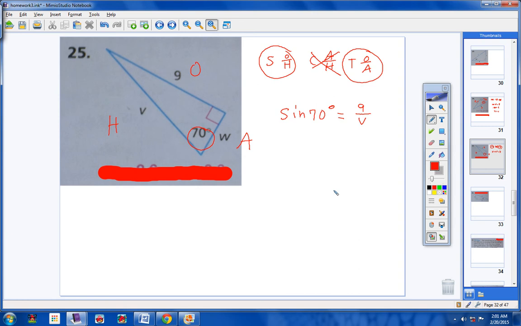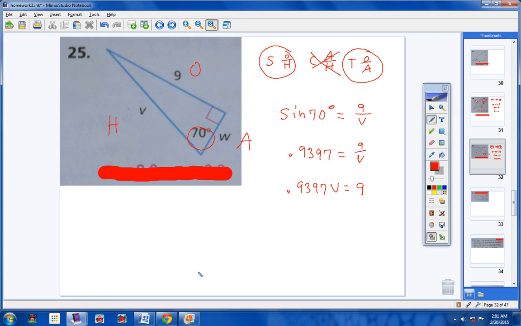Now, obviously, the sine of 70 is just a decimal. So sine of 70 is 0.9397 if you round correctly. Then your denominator is phi, so we're going to multiply both sides by phi. If you multiply the left side by phi, you get this right here. If you multiply the right side by phi, you're left with 9. Now, in order to get phi by itself, we're going to divide both sides by 0.9397. So with your calculator, you would type in 9 divided by 0.9397.